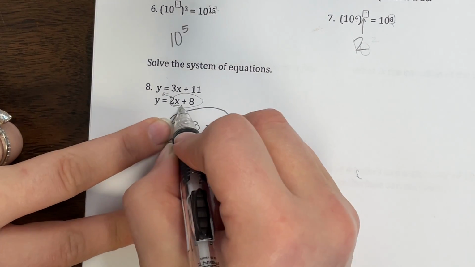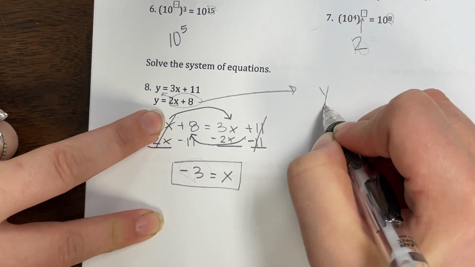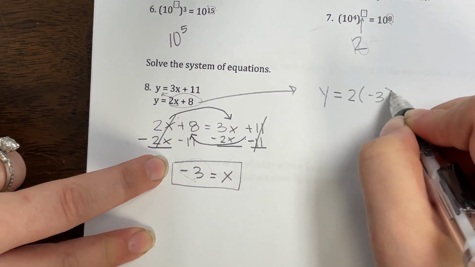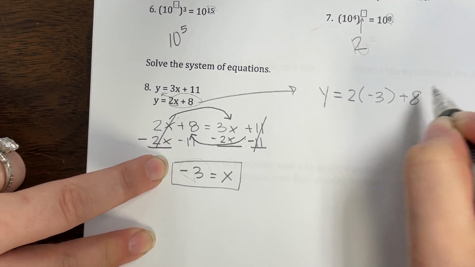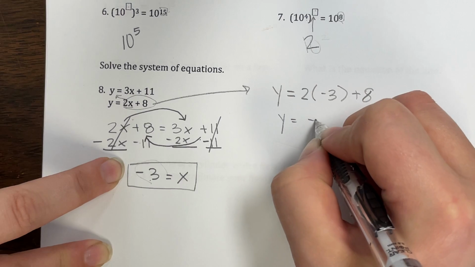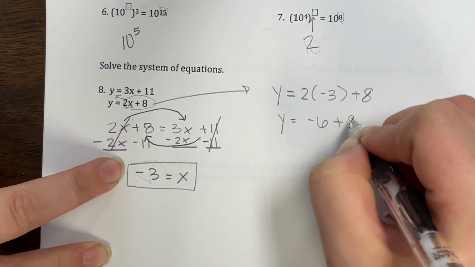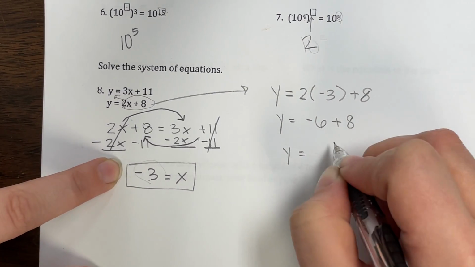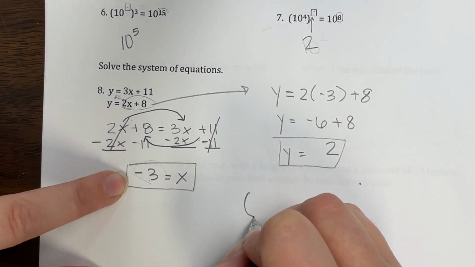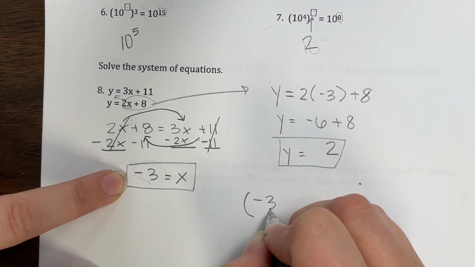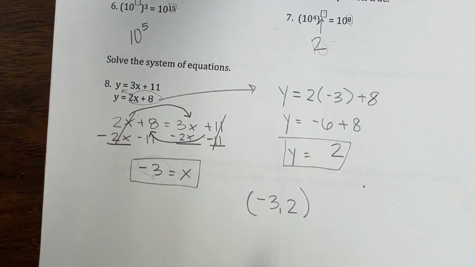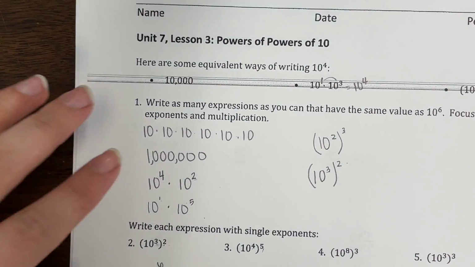Now all I need to do is pick one of these equations, substitute x for -3, and then we're good to go. I'm going to pick this bottom equation, and wherever I see an x, I'm going to put -3 instead. And now I just get to solve. 2 times -3 is -6. -6 plus 8 is going to be +2. And I will write my result as an ordered pair. There we go. All right, there is Lesson 3, Unit 7.